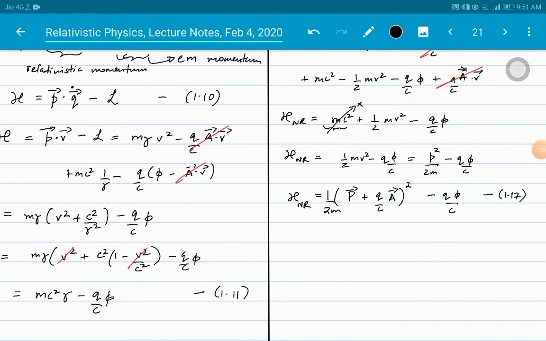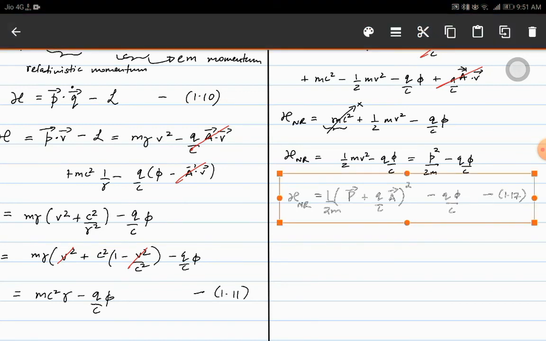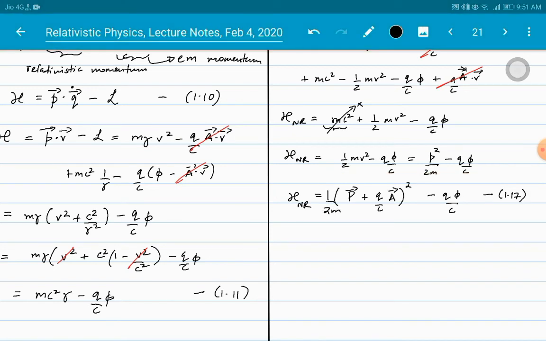And now 1.17, there was a small error in that I had put a dot v. There is no A dot v term, it's just A. So the correct expression is shown here in 1.17. So the non-relativistic Hamiltonian is given by 1 by 2m brackets capital P, so that's the canonical momentum, plus q by c times the spatial vector field, whole brackets close, whole square, minus q phi by c.